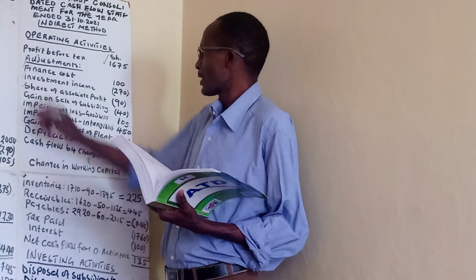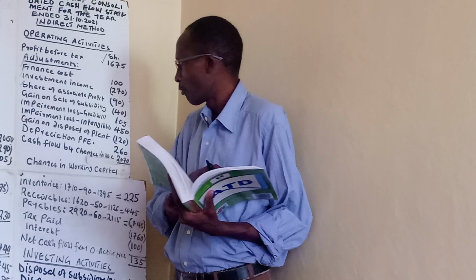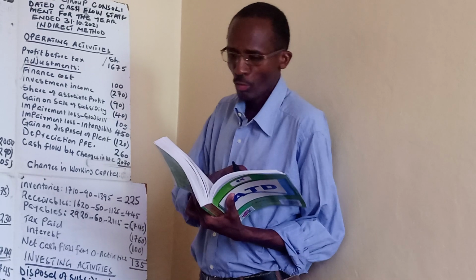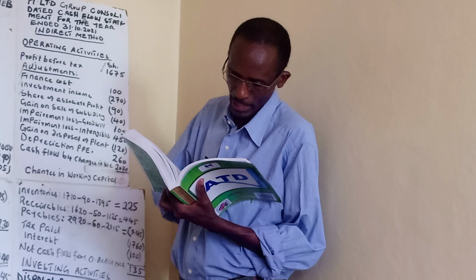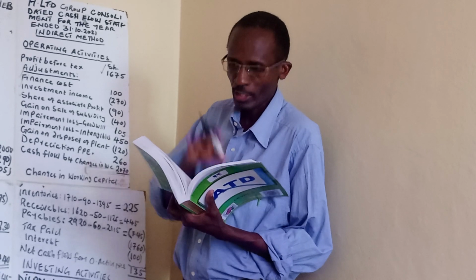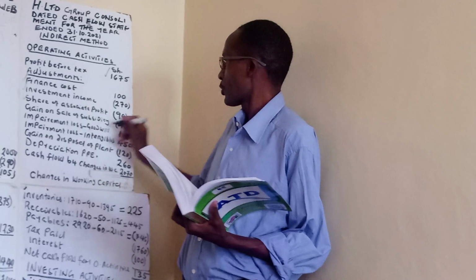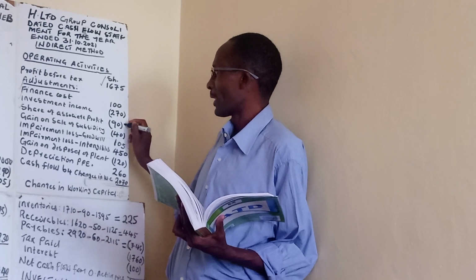Then the other item we have is the share of associate profit, 90. I find it there, 90 shillings, share of profit of associate. It is in the income statement. In that question, it was entered, so that is why we have deducted that figure here.